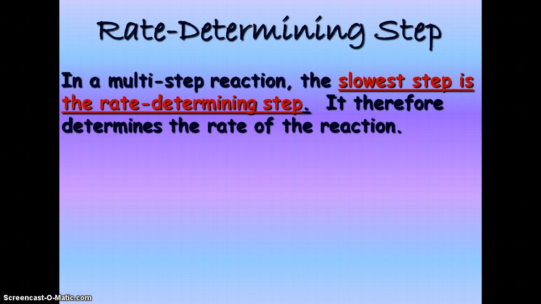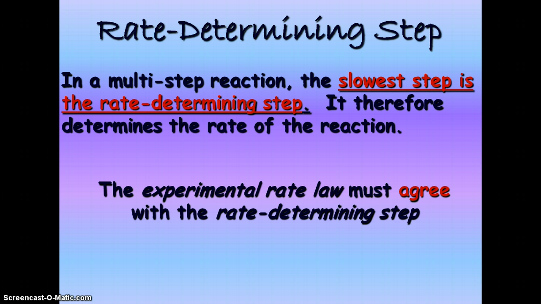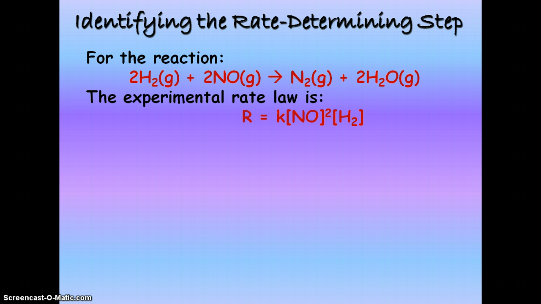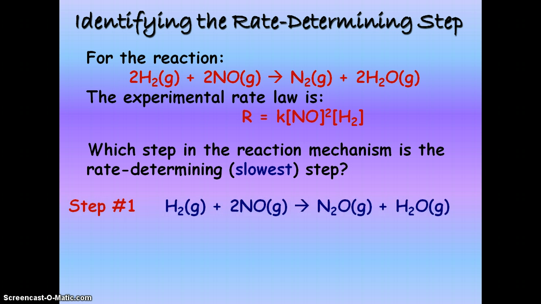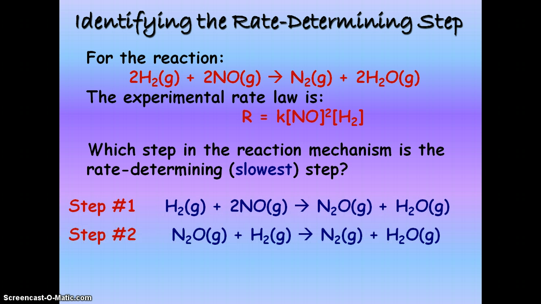So in a multi-step reaction, the slowest step is the rate determining step. We've already talked about that, and that tells us that the experimental rate law must agree with the rate determining step. So when we determine the rate determining step, the experimental rate law that was determined must agree with that step. So here we're given the example of this reaction. The experimental rate law is NO2 squared times H2. If we're looking at these steps in the reaction mechanism, which one of them is going to be the slowest rate determining step?